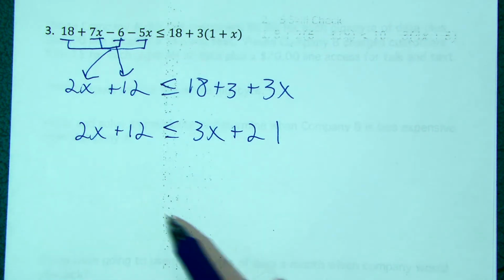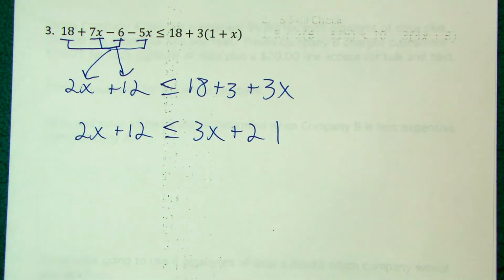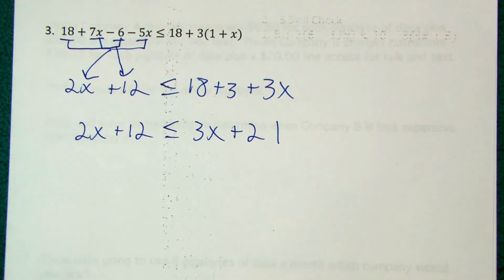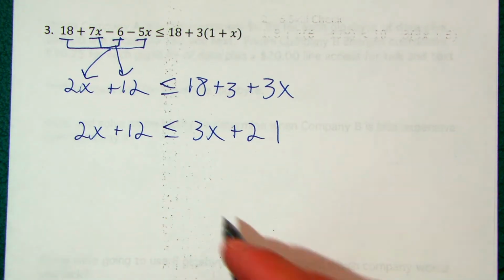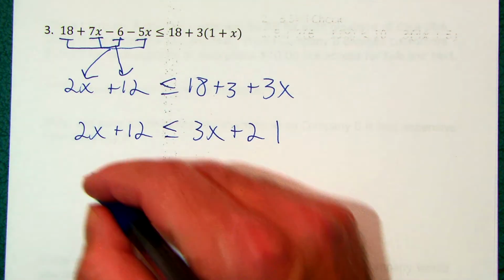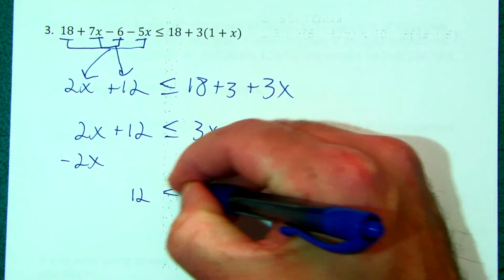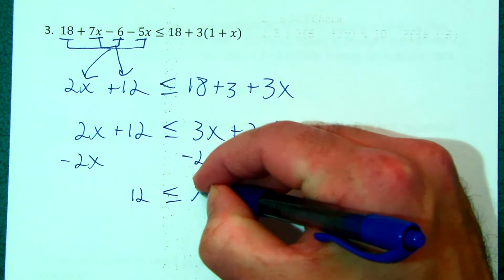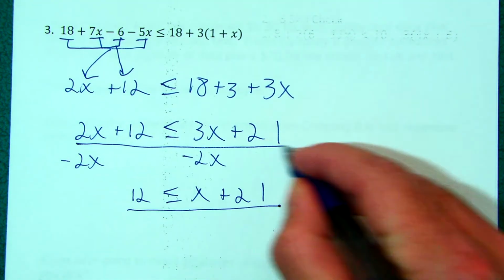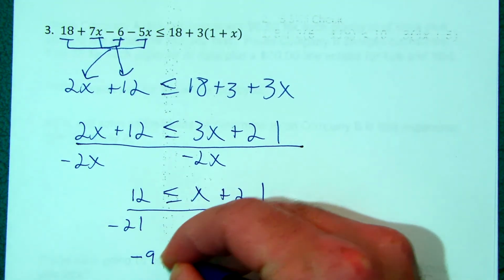At this point, it really doesn't matter what you do. If you subtract 2x from both sides, you're going to end up with x on the right. If you subtract 3x from both sides, you're going to end up with a negative 1x. So either way, we're going to have to do some rearranging then. So my suggestion here would be I'm going to subtract 2x just to show you something here. Subtract 21 from both sides. So I get negative 9 is less than or equal to x.